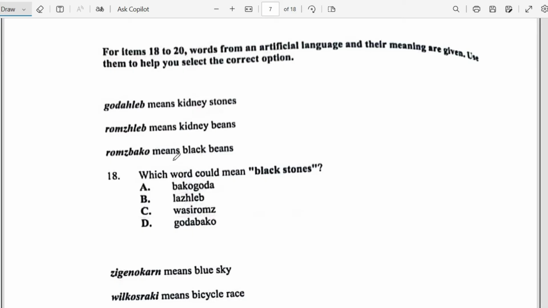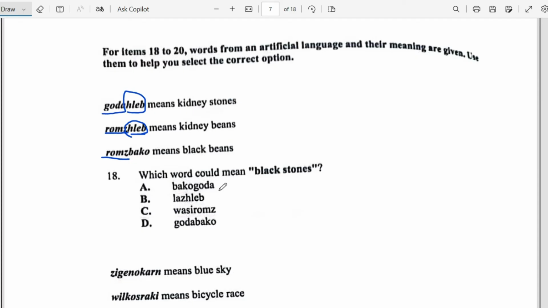First we're going to start identifying the words that we can see in the artificial language. So we can see that beans are in two of these translations, and then we're looking for the thing that is similar, which is this word here, ROMZ. And here we also have kidney in these two translated words, and this is the word that is being repeated. So we can assume that kidney means HLEB, and then stone would be this word.